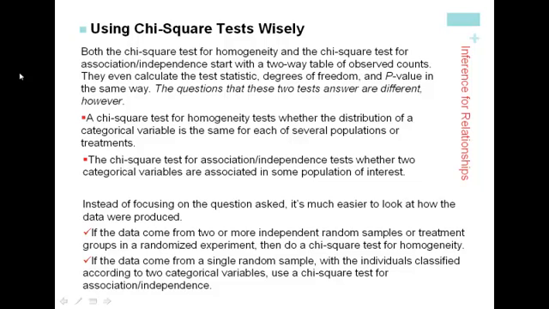Okay, if the data comes from 2 or more independent samples or treatment groups, then what we're really looking for is homogeneity. If the data comes from a single sample with individuals classified according to categorical variables, then the chi-square test is really a test for independence or association. Again, what effect does that have on you? It has the effect on how you write your H0 claim.